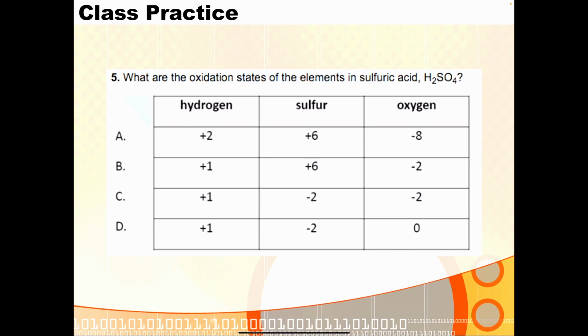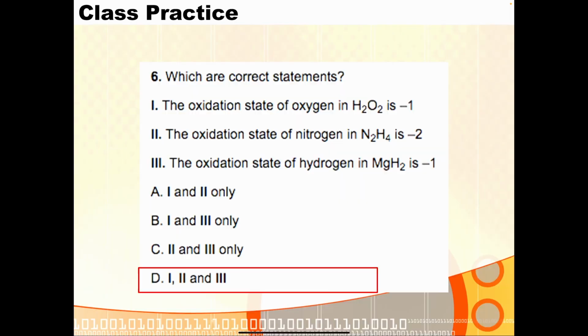Now, class practice, these are questions which can come. If you look at this, this is sulfuric acid. So hydrogen over here will have an oxidation state of plus 1, sulfur plus 6, and oxygen minus 2. So overall B will be the correct option. In the last one, the sixth question, you'll see D, 1, 2, and 3 have the oxidation state. So they all are present, so they are all correct. So 1, 2, and 3.